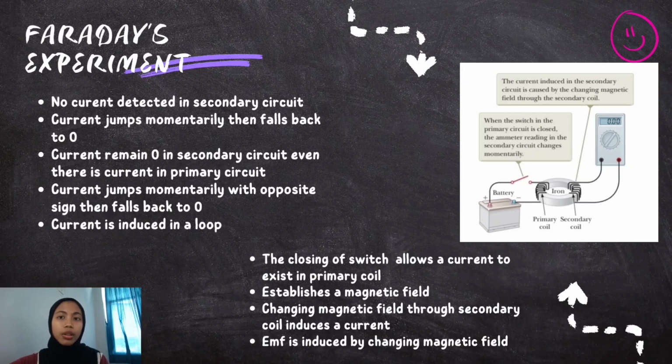When the switch is closed, a current flows through the primary coil. This current creates a magnetic field in the iron of the ring, which changes from zero to equilibrium once the switch is closed. The changing magnetic field creates a current in the secondary coil. The magnetic field returns to zero when the switch is opened and there is a momentary induced current in the secondary coil in the opposite direction. So we can see that an EMF is induced by a changing magnetic field.